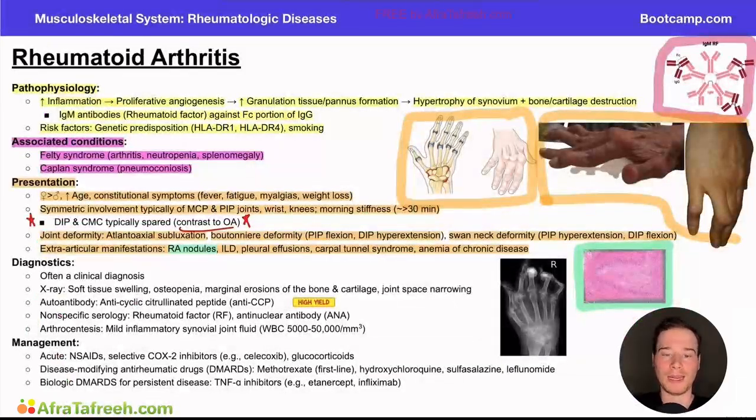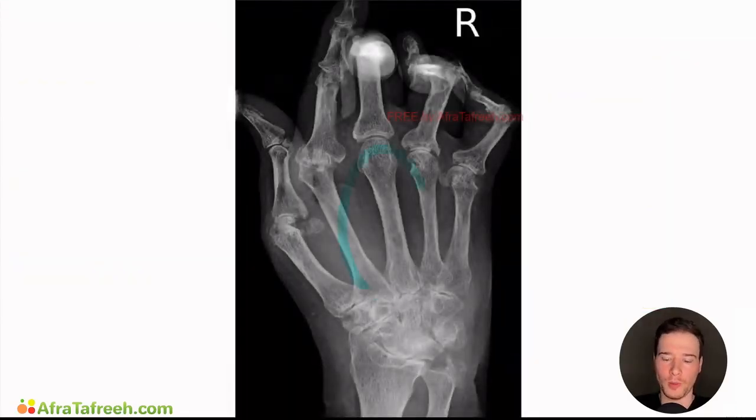Now, when we think about diagnostics here, some really key things to note, but in general, this is a clinical diagnosis. If we were to look at an x-ray, we would see soft tissue swelling, osteopenia or bone softening, as well as marginal erosions of the bone and cartilage and joint space narrowing. And so if we draw our attention over here to this image, you can see the generalized osteopenia or bone softening, as well as the joint space narrowing and erosions of this articular cartilage right here.